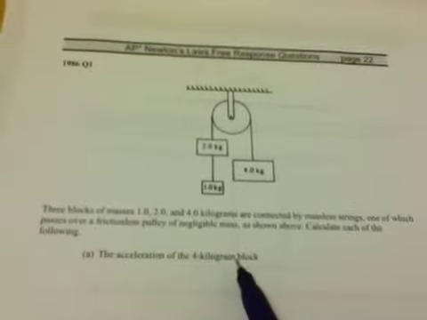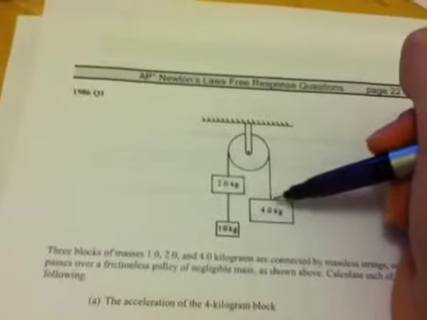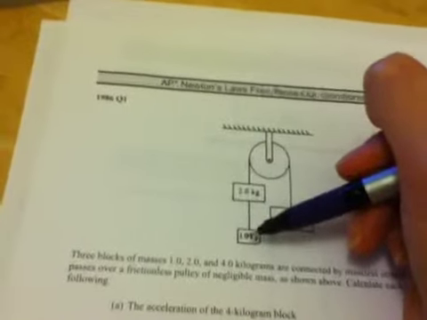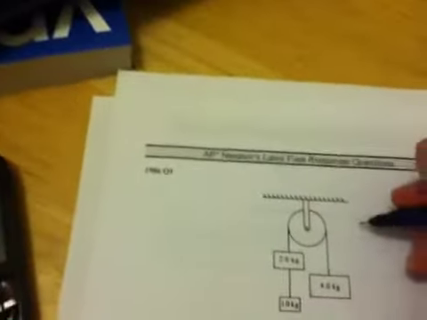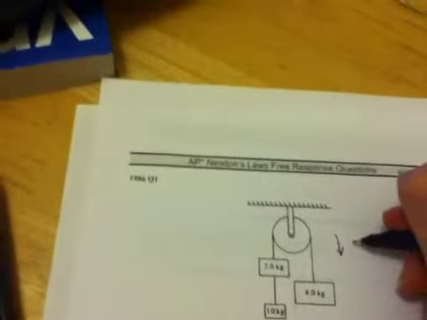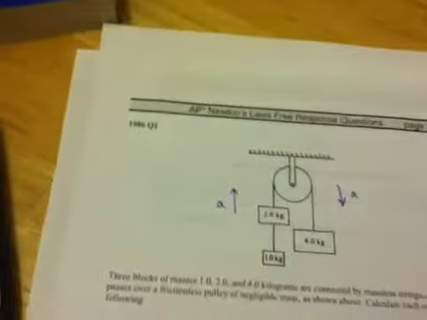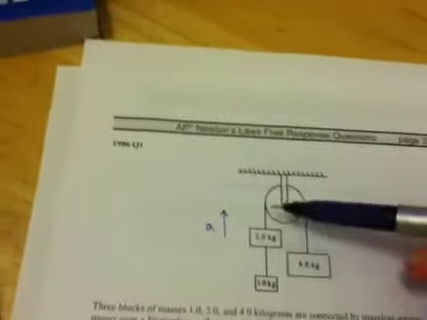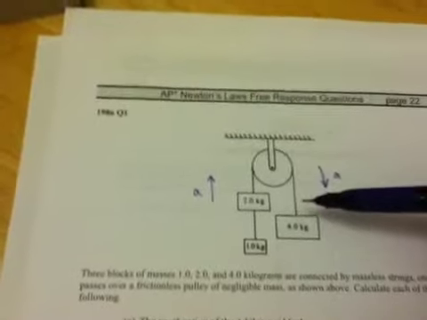So the acceleration of the 4 kilogram block. We see that all of these are connected, and the 4 kilogram block is connected to this 2 kilogram block, which is connected to this 1 kilogram block. Because this side is heavier than this side, we're going to have an acceleration pointing down on that side. And if our acceleration is pointing down on this side, that means our acceleration must be pointing up on this side. This acceleration is going to be the same because they're part of the same system.